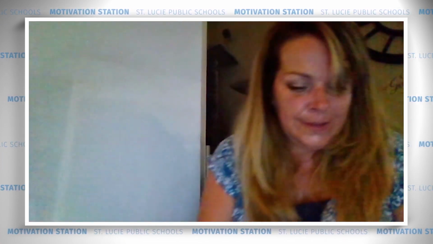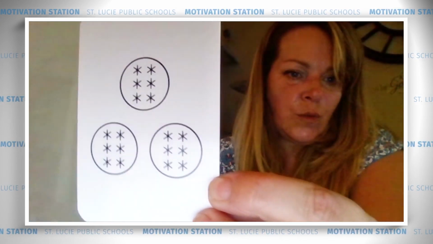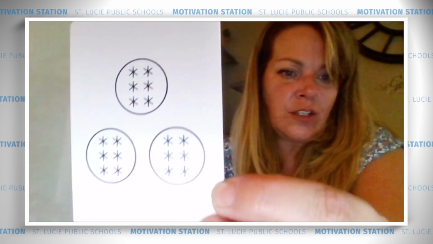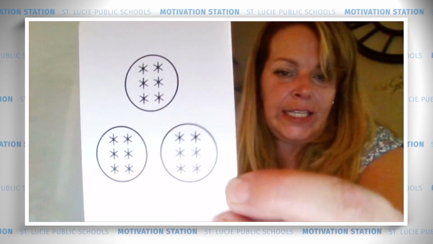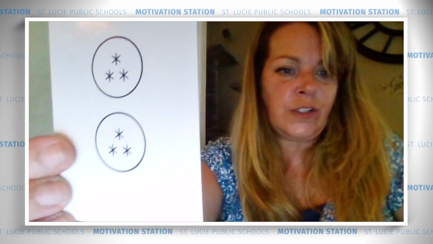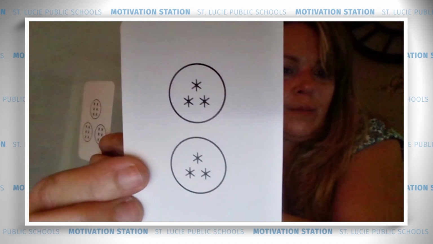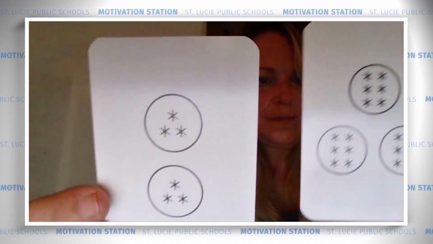I'm winning. Okay, let's see if we can get you guys to win a hand. All right, let's see. I got 3 circles with 6 stars. 3 times 6 is 18. You flip your card. You got 2 circles with 3 stars. 2 times 3 is 6. I have more. I take both cards.